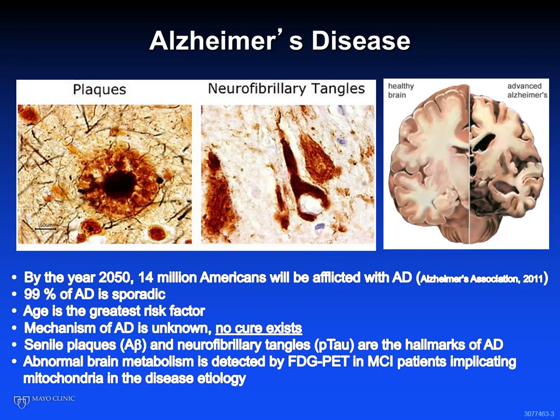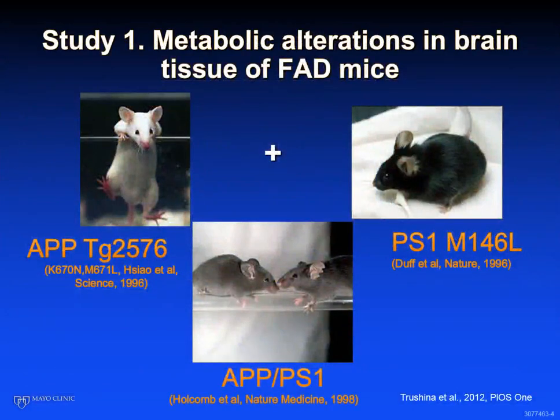So Alzheimer's disease is characterized by extracellular amyloid plaques, intracellular phospho-tau, and you can see the devastating impact of the disease on the brain tissue. Mounting evidence suggests that mitochondria and abnormal brain metabolism is involved in Alzheimer's disease. One of the most compelling evidence comes from the FDG PET that suggests that in people with mild cognitive impairment, the glucose utilization is severely impaired.